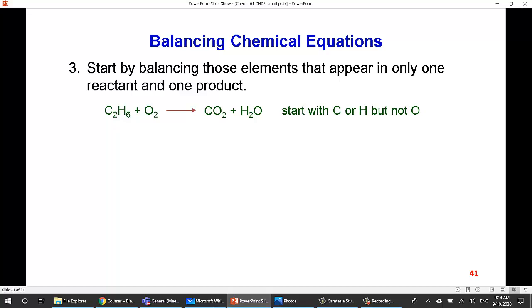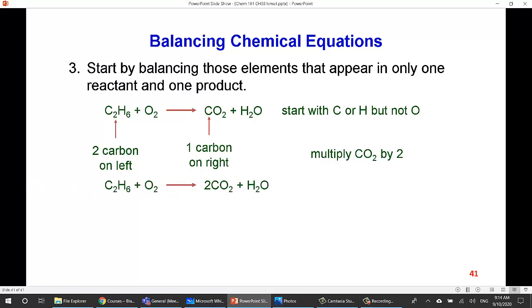We have 2 carbon atoms to the left, but we have 1 carbon atom to the right. So this equation is not balanced. So any idea how to balance the carbon? We can multiply the CO2 by 2 to make the carbons the same. See, you have 2 carbons on the left, we have 1 carbon to the right. So the best thing, we multiply the CO2 by 2. We do it step by step. So now the equation is this. Now the carbons are balanced, but the oxygens and hydrogens are not.